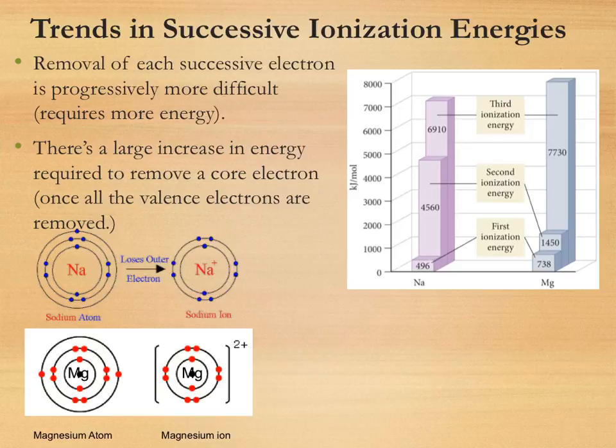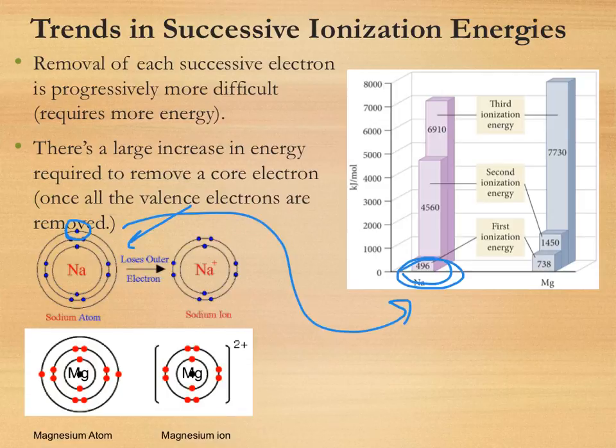So let me give you an example. Look at sodium, for example. Sodium only has one valence electron. It's in group 1A. And so to remove that one valence electron requires 496 kilojoules.